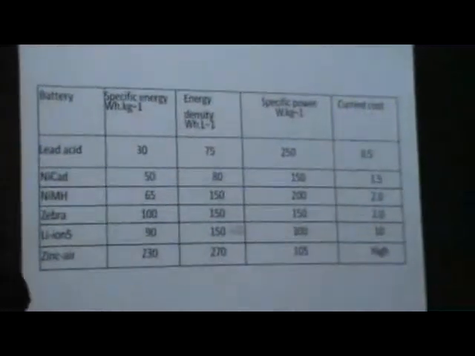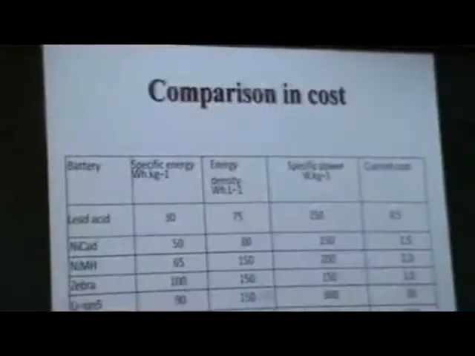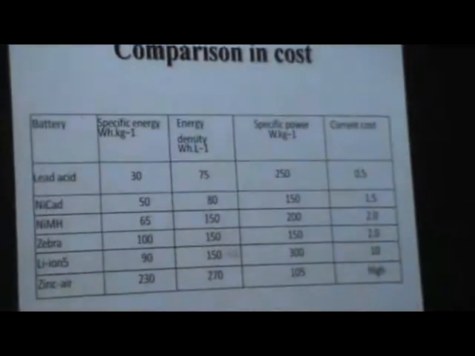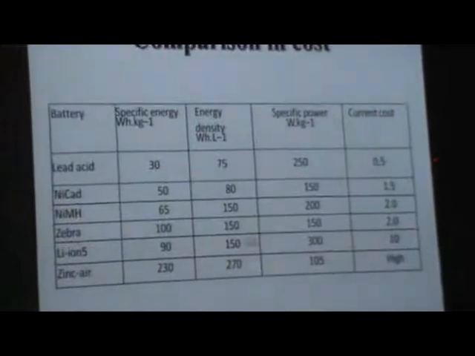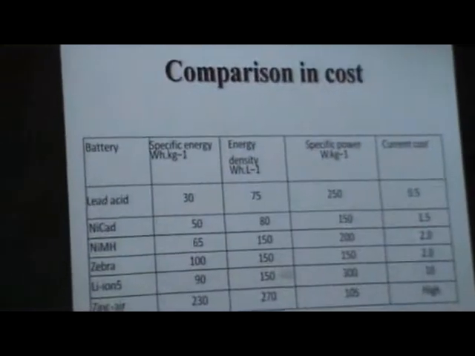Then there is a comparison of cost rates. Worldwide, costs are compared in terms of US dollars. Take the lead acid battery: specific energy is 30, energy density is 70, and specific power is 250. The cost is very low compared to other batteries, and if you want to replace it, the maintenance cost is also very low.